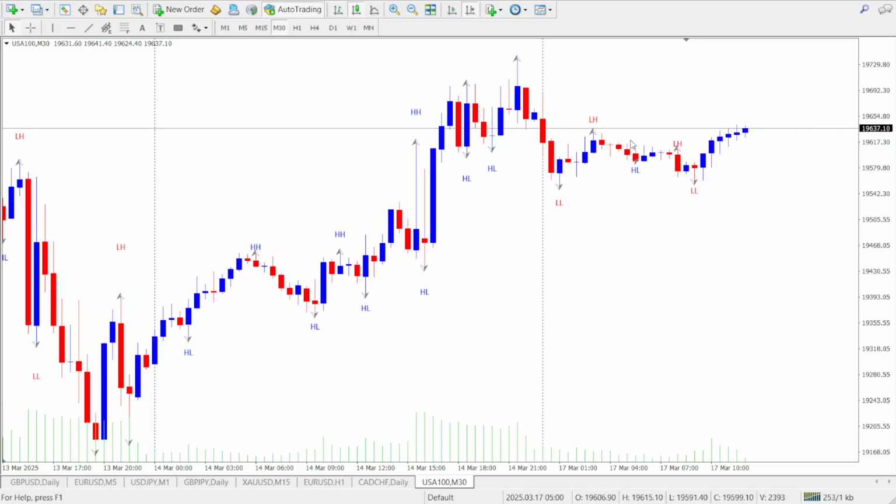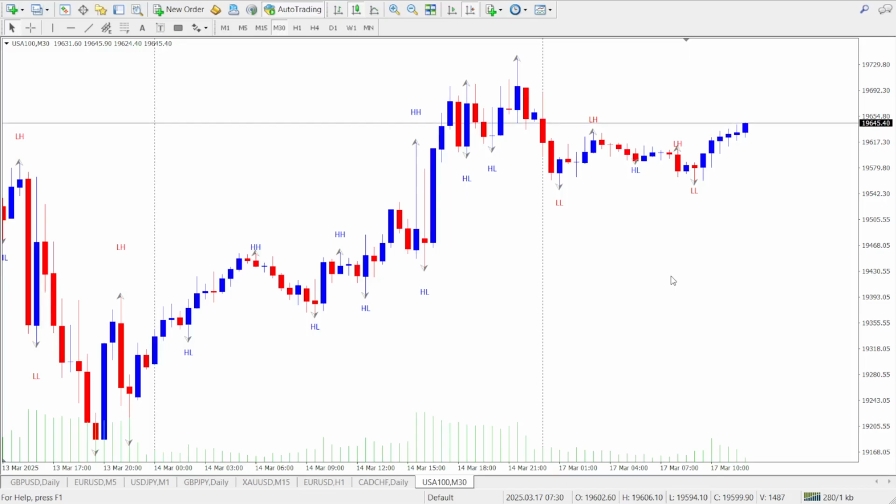Okay, quite simple. Now you can see that the higher highs are marked in blue on your chart. The higher highs are the HH levels. Okay, HH represents higher highs, right? And the lower lows are marked in red. As you can see, LL represents lower lows. Okay, so it's quite simple, right?